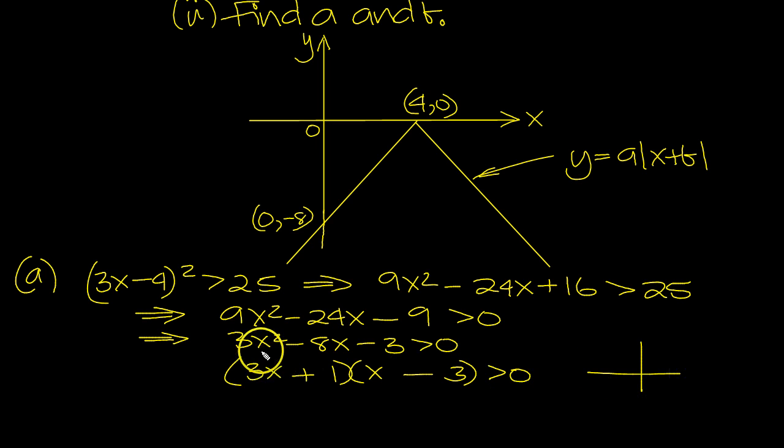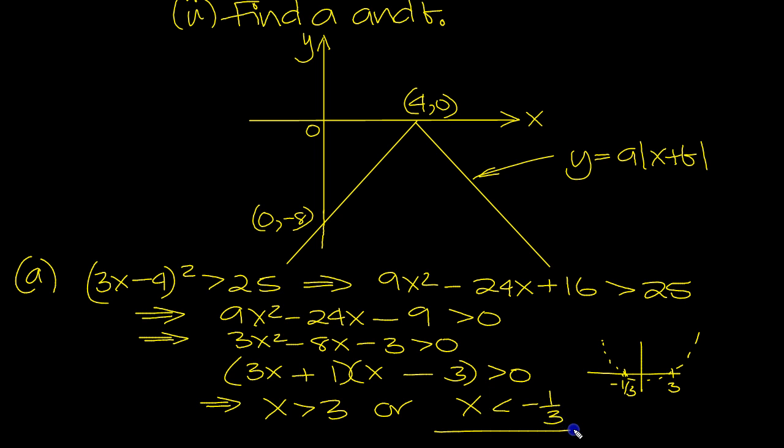A tiny sketch of this: it is a positive quadratic, so it's a U-shaped curve. The roots are at 3 and minus 1/3, isn't it? So this quadratic comes down, goes through here, and goes through the other root there. When is this quadratic greater than 0? Well, it will be greater than 0 when x is to the right of 3, or x can be to the left of minus 1/3. So there's our two solutions for part a.